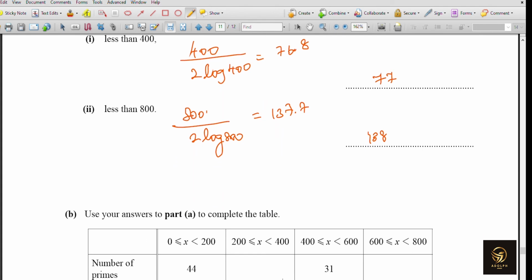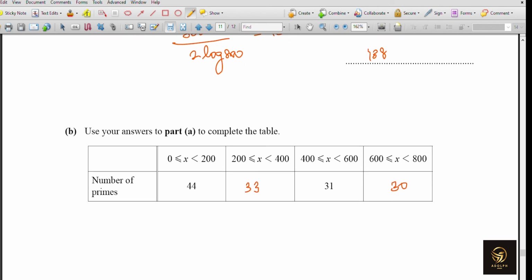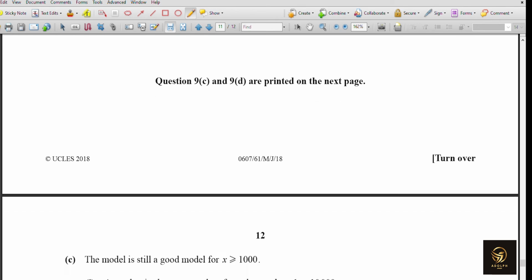Use your answers to part A to complete the table. They gave that between 0 and 200 there are 44 primes. How many primes are there between 200 and 400? Until 400 there are 77 in total, which means 44 have gone before in the previous interval, so the remaining 33 will be here. Until 600 there are 31, so 44, 33, 31, and the total is going to be 138. If you subtract these three numbers from 138, we get 30. Yes, that's it, we have filled it. Let's go to the next one.